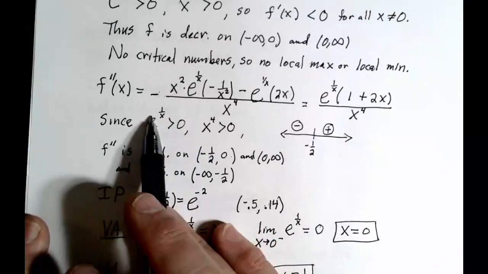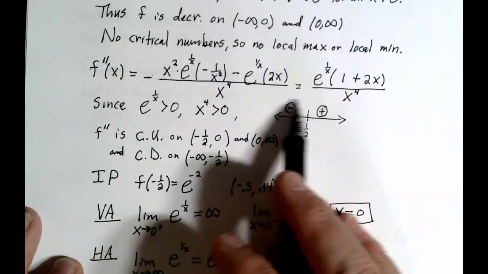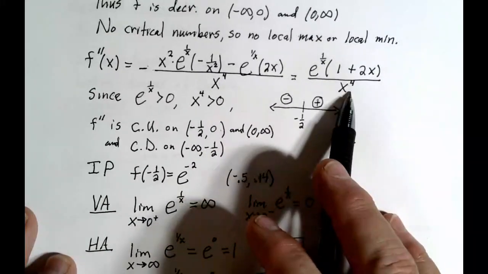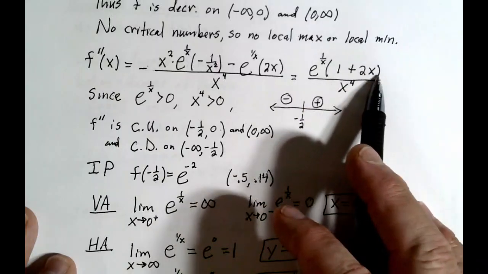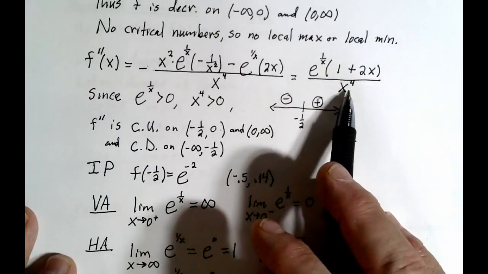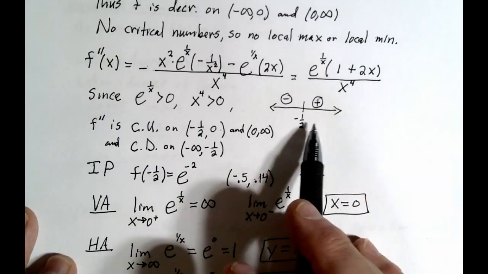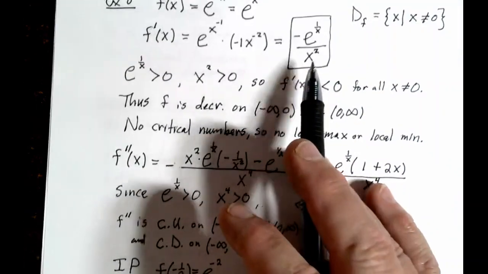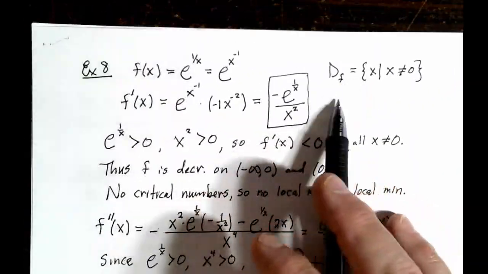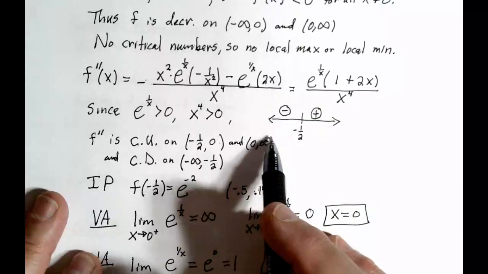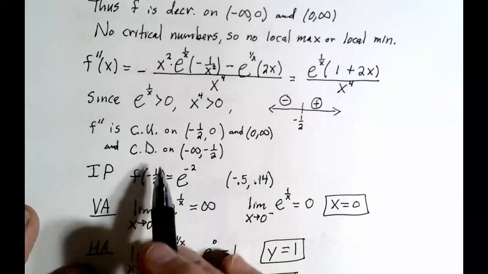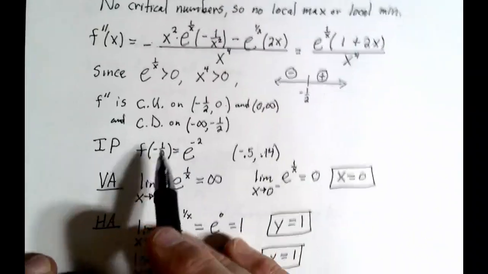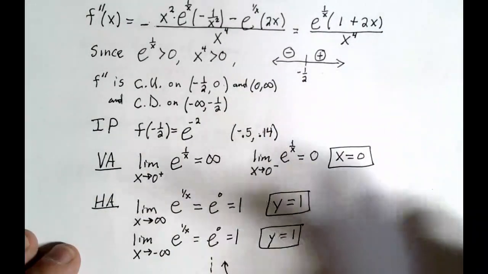Alright, so the second derivative, when you set it equal to 0 and factor out e to the 1 over x, you get this, and now we can see that we have a place at -1/2, and we don't have to worry about 0, because 0 is not a critical number. It's not in your domain. So we check only -1/2, and we check on either side, and we get minus, plus, and now we know where it's concave up and concave down, and we have an inflection point there.